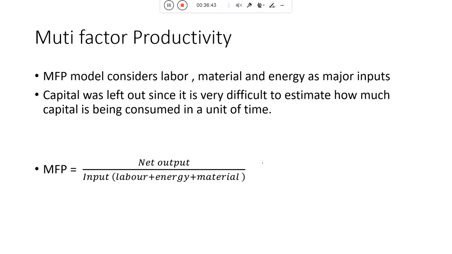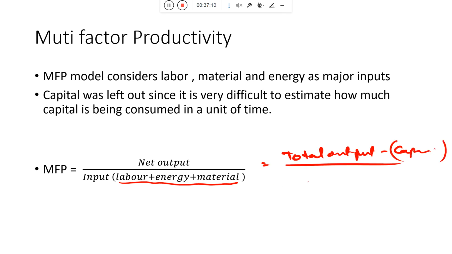Net output is nothing but the total output minus the other expenses, that is, minus the material-related costs. Here material is given; except for this, whatever other expenses there are, like capital, you need to subtract. Then you need to divide by the input, that is nothing but the labor and energy plus material. So you can easily calculate the multi-factor productivity.